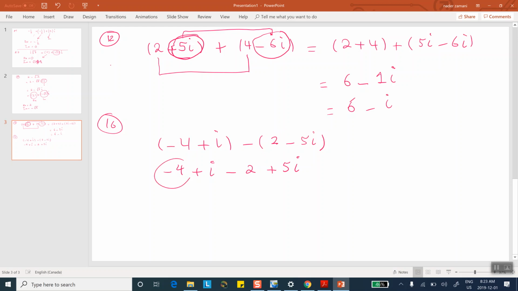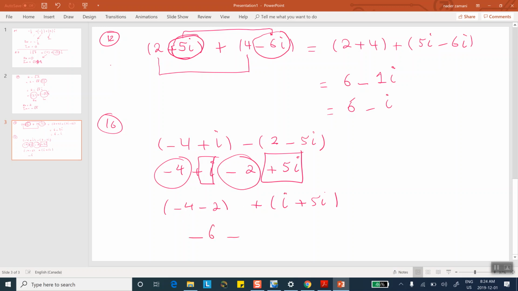Put all the real pieces together. These are real pieces together. Minus 4 minus 2. And put all the imaginary pieces together. Here is one and here is another one. So it's going to be i plus 5i. Okay. So this is going to be minus 6, and this is going to be plus 6i. Okay.